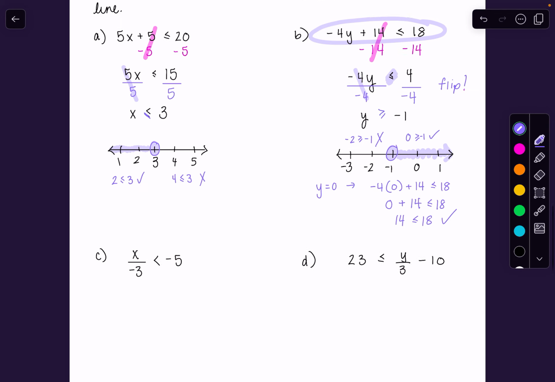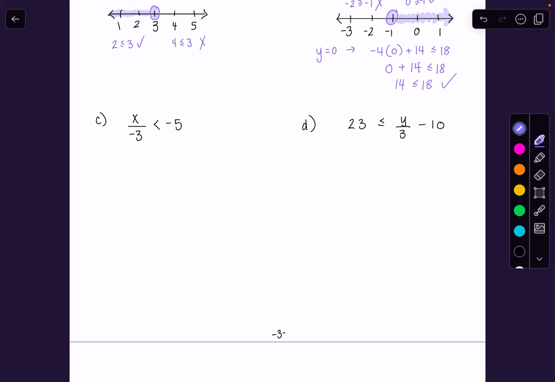So let's try just a couple more. For C, we've got x divided by negative 3 is less than negative 5. So in order to get rid of division, we've got to go ahead and multiply, which means we need to do the same thing over here. And because I'm multiplying by a negative value, I need to flip that sign. So at least over here, I'm just left with x because these two are gone. And then if you do -5 times -3, it's positive 15. And now I want to switch the way my inequality was.